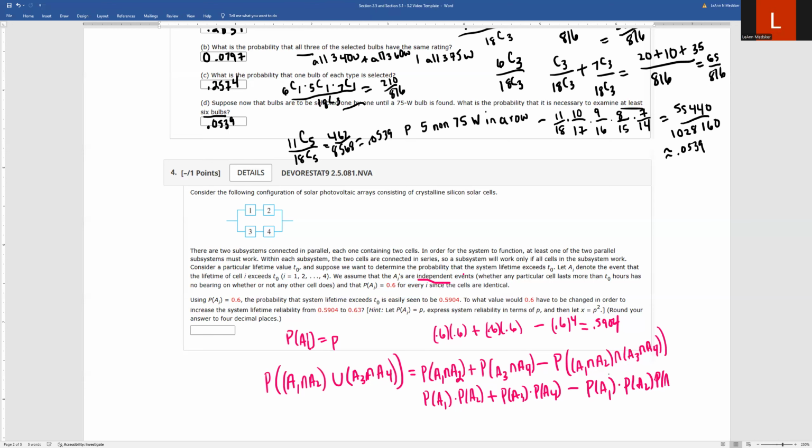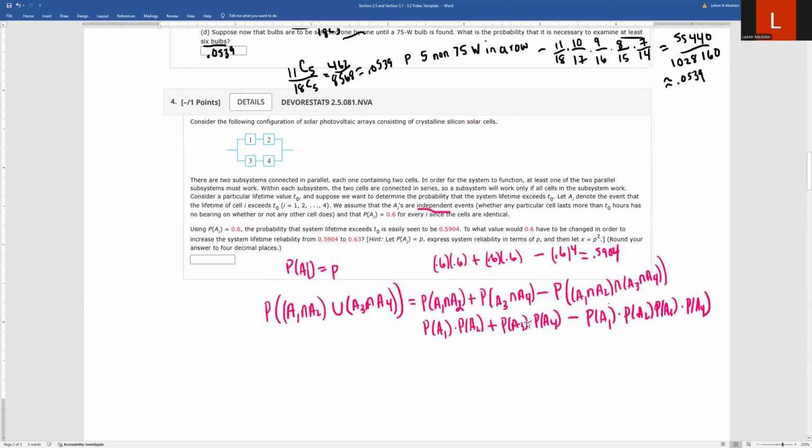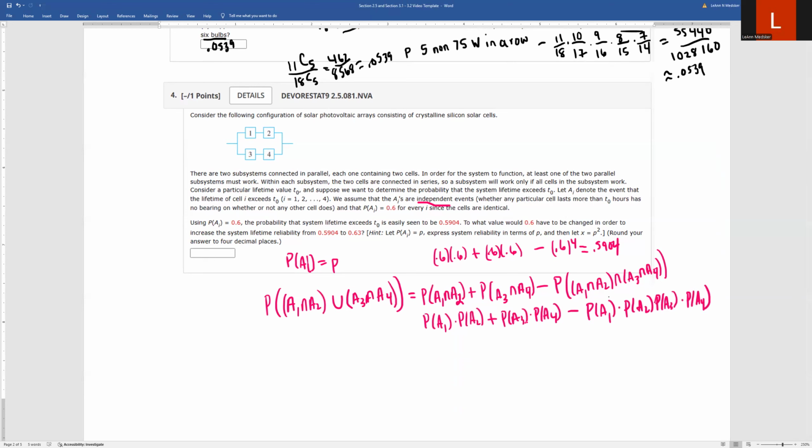Times P3 times P4. Okay, so if we put in the letter P instead of 0.6, we're going to get P times P, which is P squared, plus P squared, minus this would be P to the fourth. And we're wanting this new probability not to be equal to 0.5904, but to 0.63. That's what they want it to increase to.